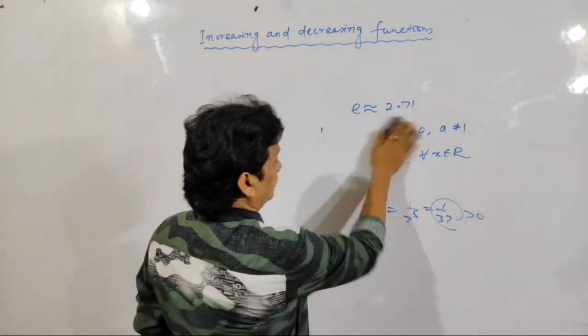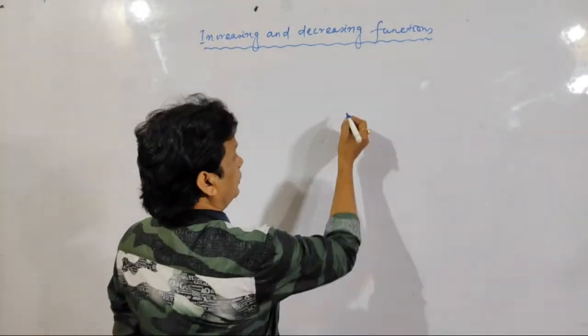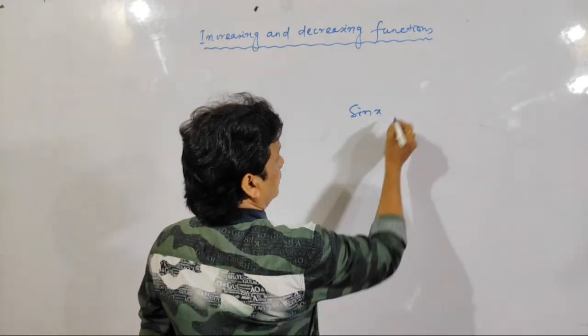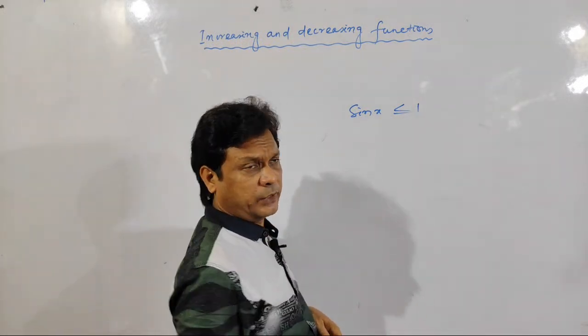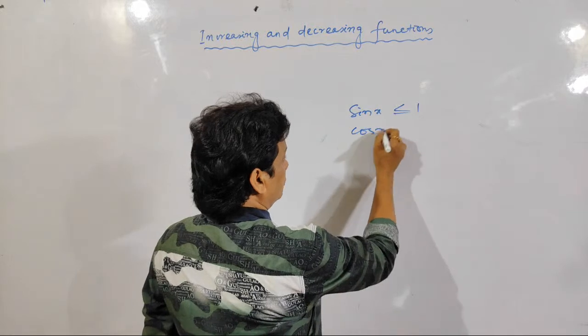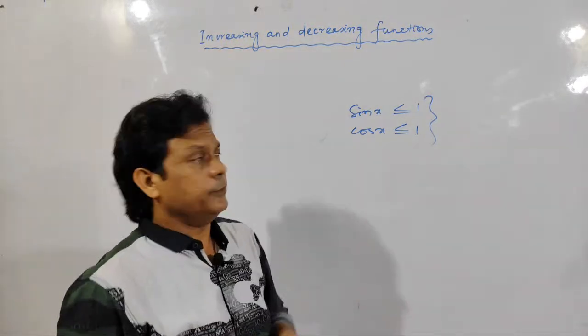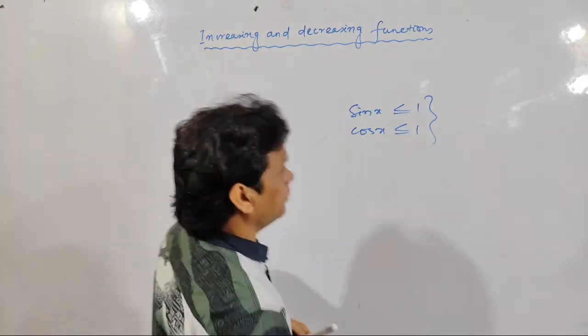And again, the maximum value of sin x is less than or equal to 1. Sin x is always less than or equal to 1. It cannot be greater than 1. Cos x also is less than or equal to 1. The maximum value of sin and cos is 1. They cannot be greater than 1.